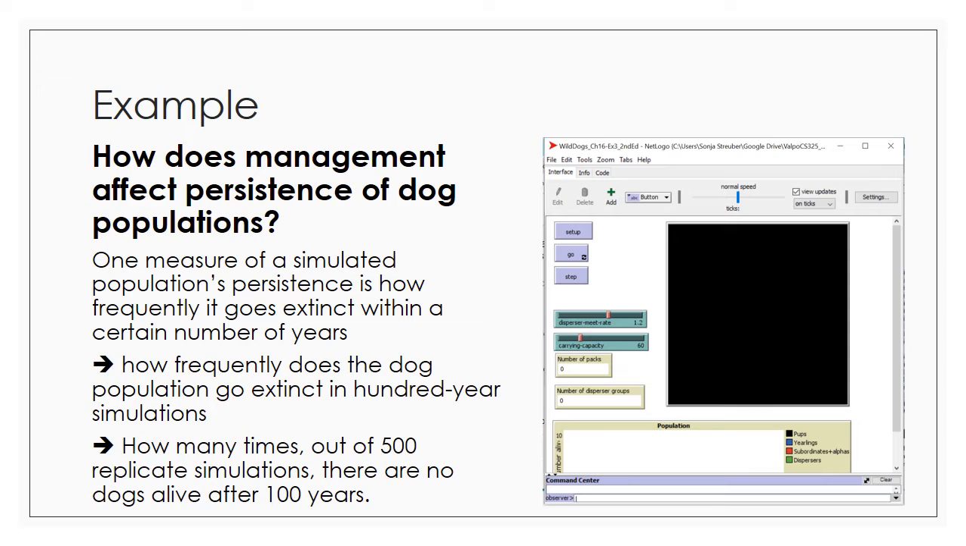So the question is, how does management affect persistence of dog populations? We can look at this from two perspectives. How frequently does the dog population go extinct in 100-year simulations? Or how many times out of 500 replicate simulations are there no dogs alive after 100 years? As you can tell, we need to set up a behavior space.